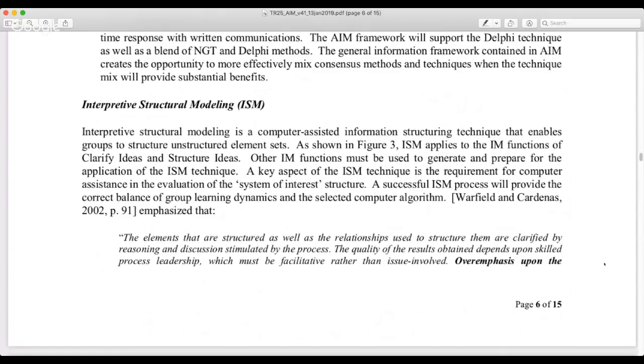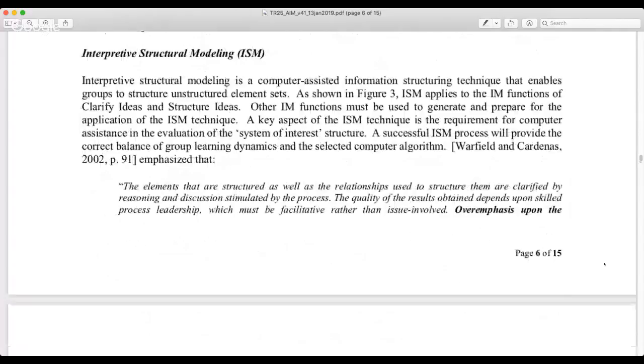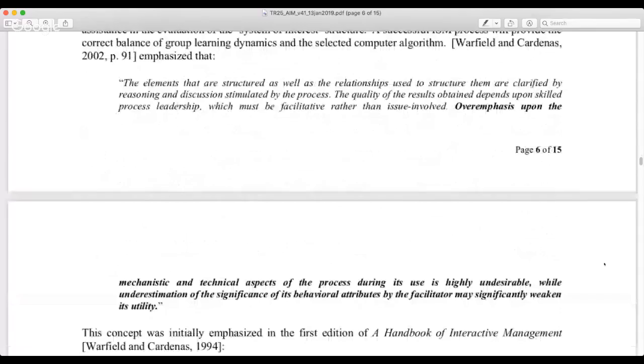And so there's a warning, of course. It says that you need to make sure that you have skilled process leadership, which must facilitate the process rather than become involved in the issue. And overemphasis on the mechanistic and technical aspects of the process during its use is highly undesirable, while underestimation of the significance of its behavioral attributes by the facilitator may significantly weaken its utility.